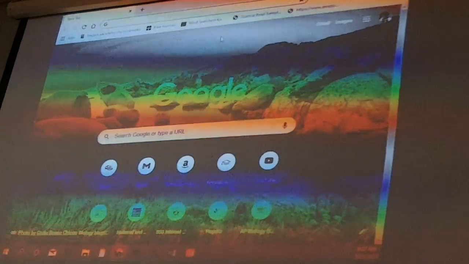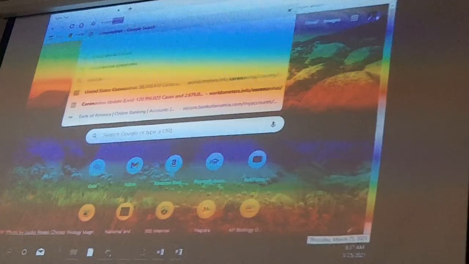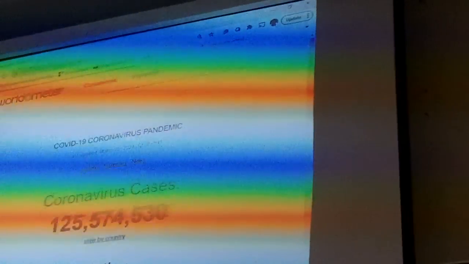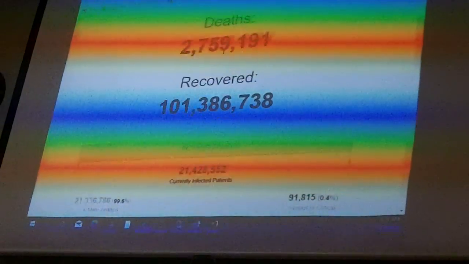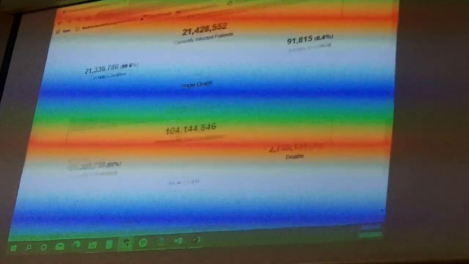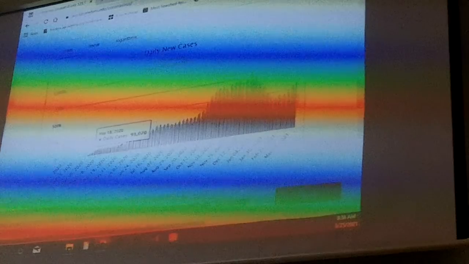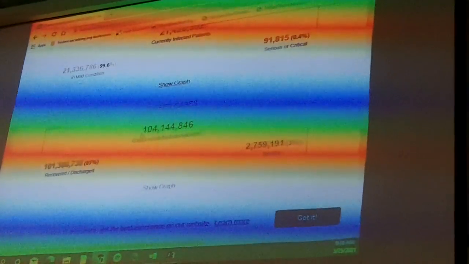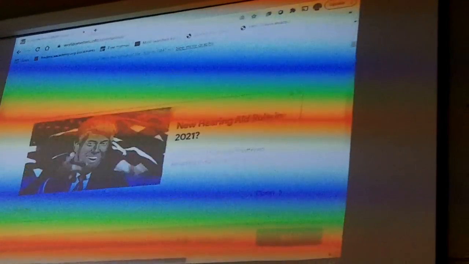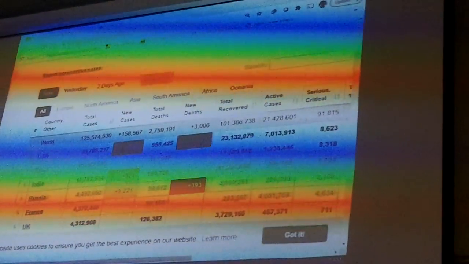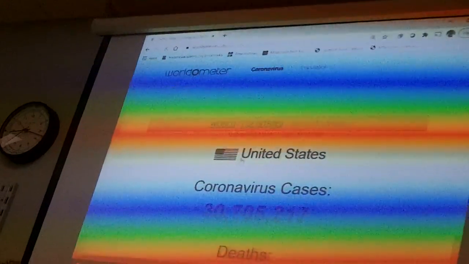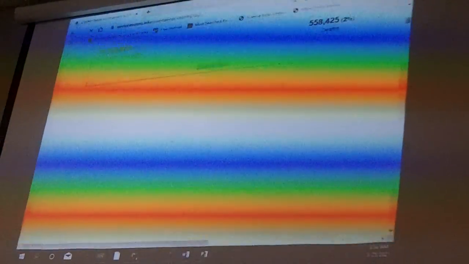Let me just show you here. Coronavirus. Let's do Worldometer. Yeah. Worldometer has good graphs. This shows the deaths of coronavirus. It's up to about 3 million. Daily new cases, daily deaths. Let's just get the U.S. Oh, here we go. U.S. We're the leader. Yeah! Number one.